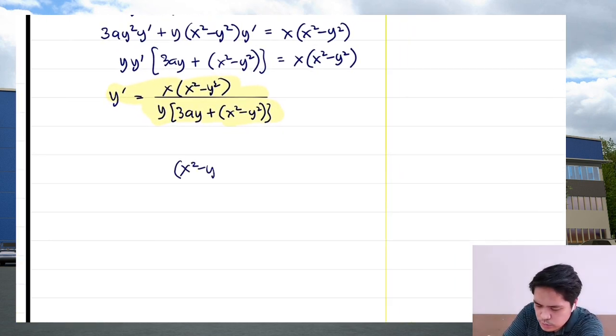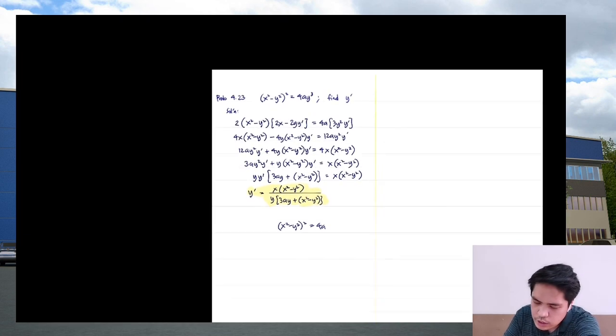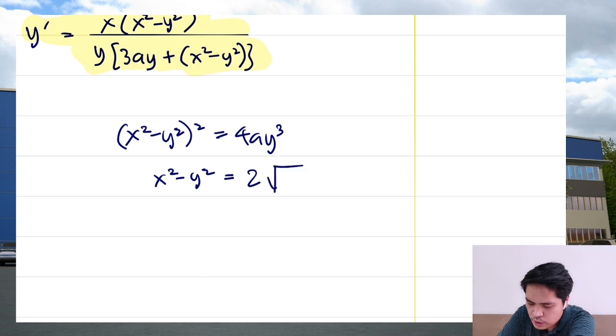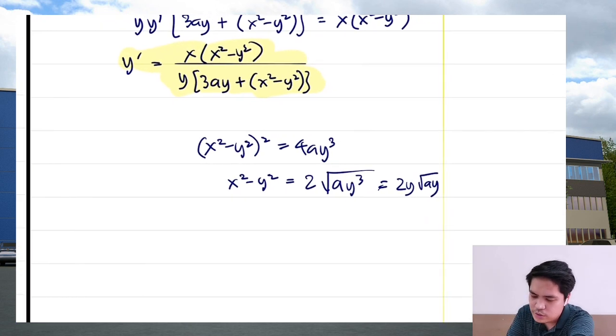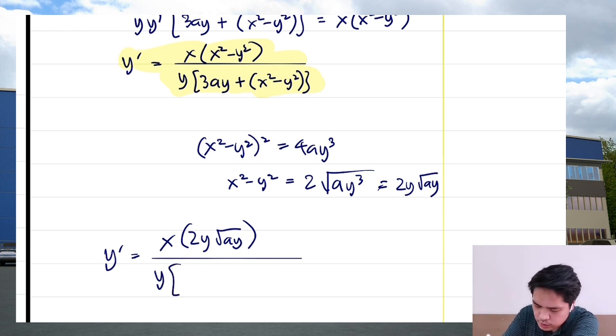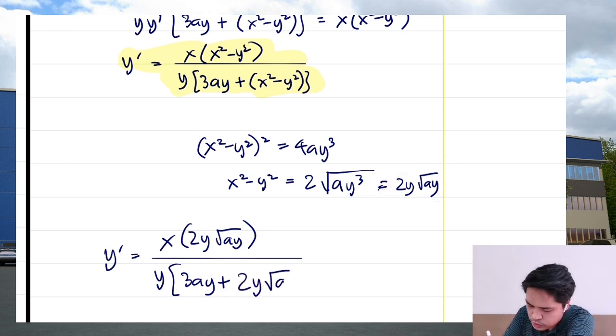We have x squared minus y squared squared equal to 4a y cubed. So take the square root of both sides, we'll have x squared minus y squared, that's equal to 2 square root of a y cubed. Or that would be 2y square root of ay. No? Pwede ganun. So we could express our answer also as x times x squared minus y squared, which is this. So that's 2y square root of ay. Then divided by y times 3ay plus, of course, this again, 2y square root of ay.